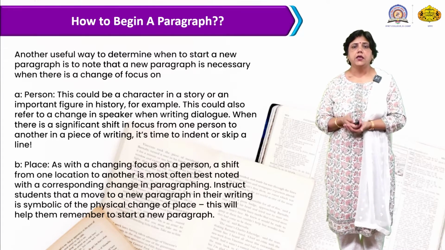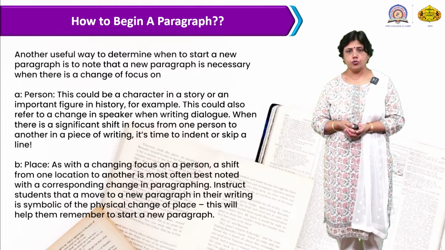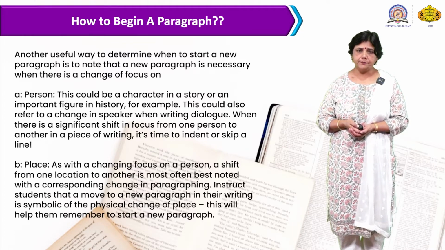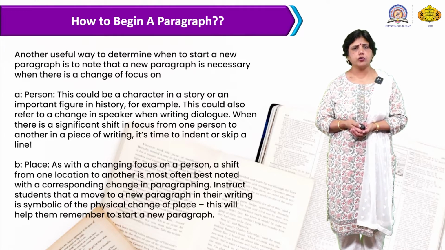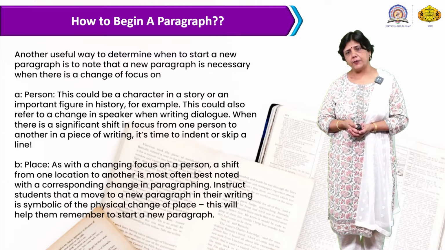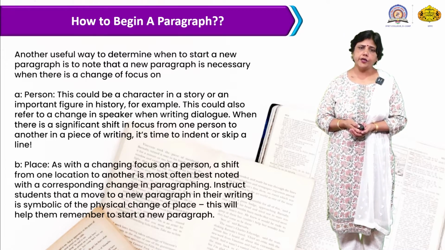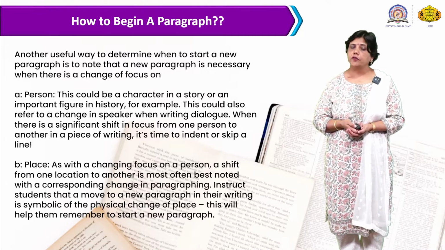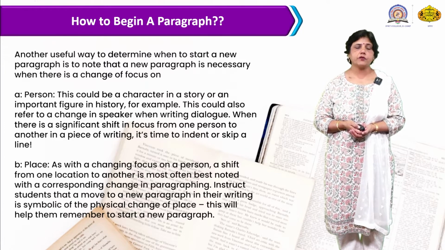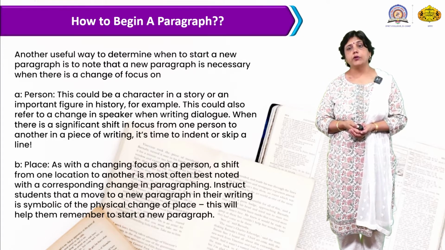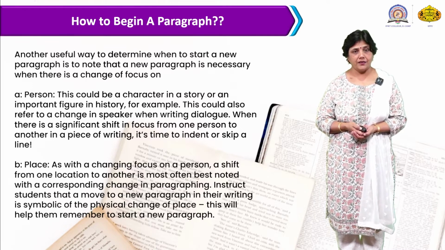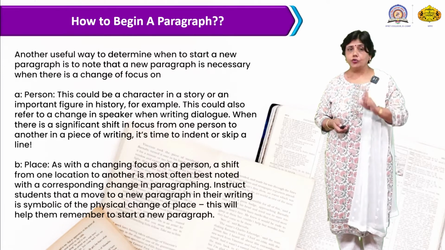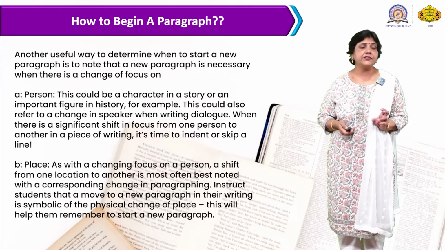A person, this could be a character in a story or an important figure in history. For example, this could also refer to a change in a speaker when writing a dialogue. When there is a significant shift in focus from one person to another in a piece of writing, it is time to indent or skip a line. That is, when focus shifts from one person to another, you need to bring a change.